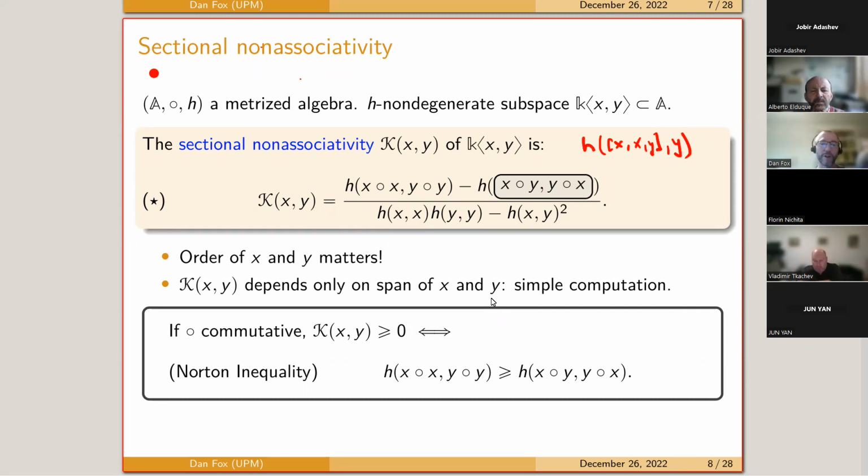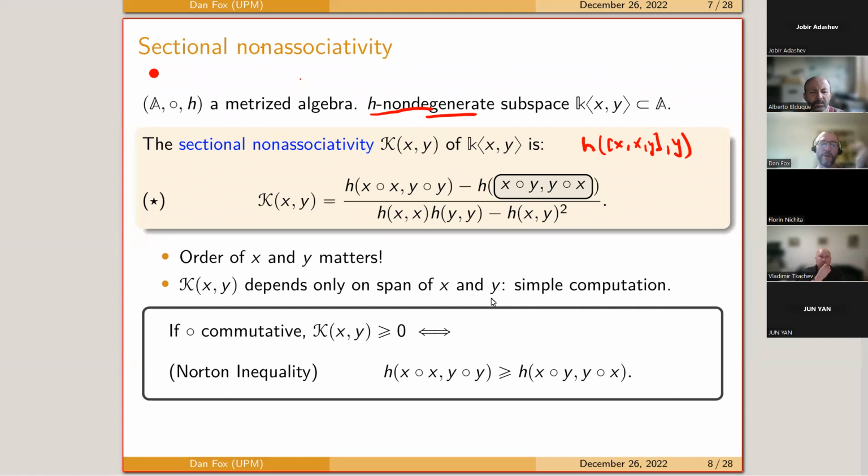And here the order of x and y matters. That is to say, in the commutative case, I could write this in whatever order I wanted, but in the anti-commutative case, I have to be careful to write the order down. It's easy to check that this only depends on the span of x and y. It doesn't actually depend on the choices involved. And in the case of a possibly isotropic metric, I'm requiring that this span be non-degenerate, which is of course equivalent to the denominator being non-zero.